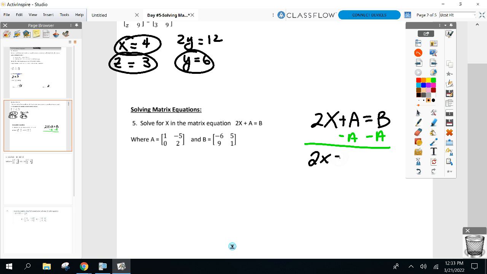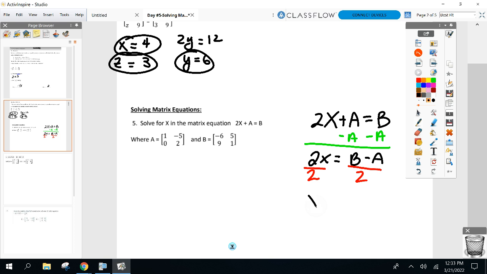2x equals, got to keep the order, B minus A. We're all good. One more step to get the x by itself. Divide both sides by 2. Okay, now we got to talk quickly here. I don't divide numbers by 2 in a matrix, do I? I've never asked you to divide by a number. Instead, we always multiply. So can you help me?